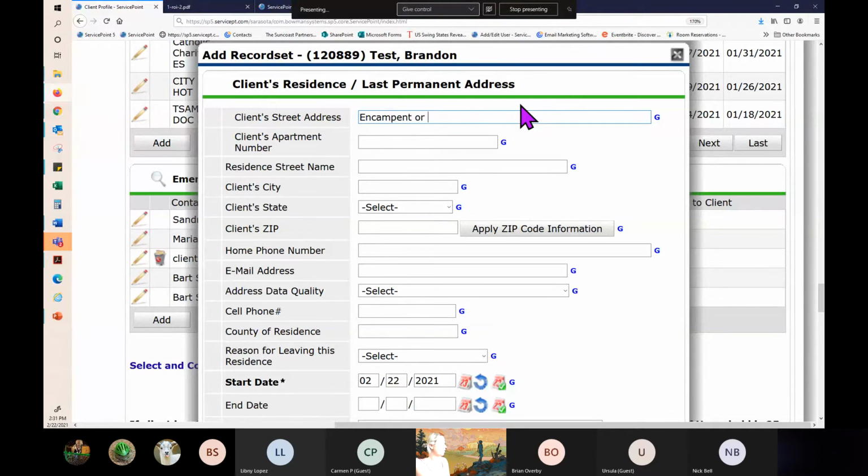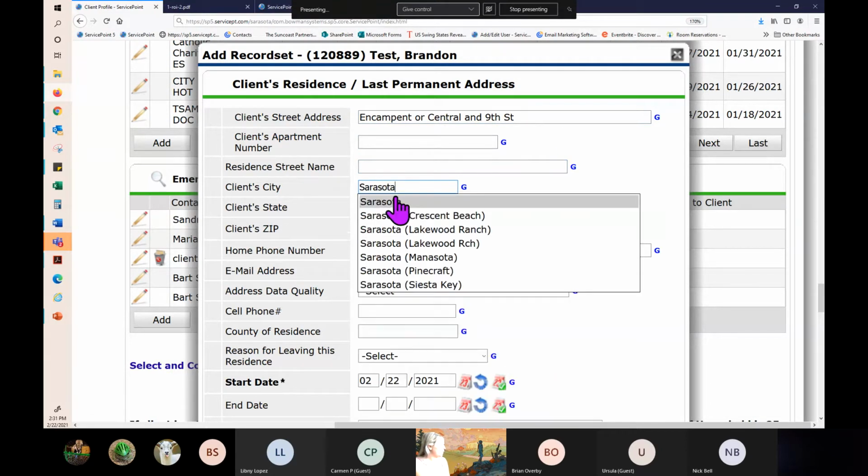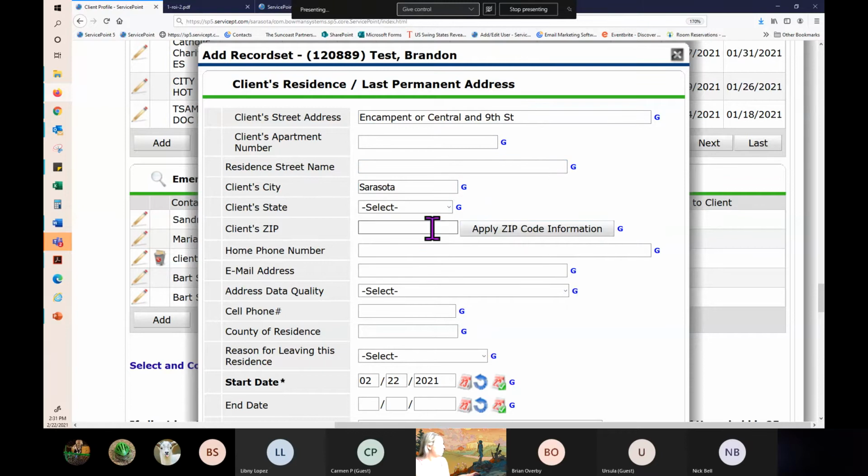If the client is staying in an encampment or Central and 9th, Sarasota, but we want to get that client's, if possible, cell phone number. Please keep that in mind.